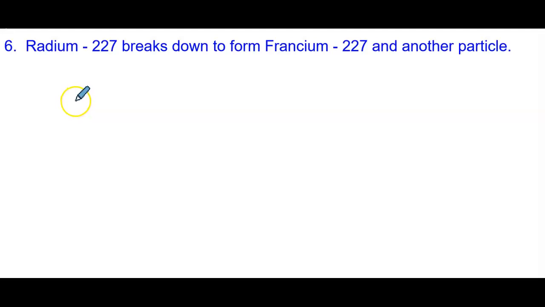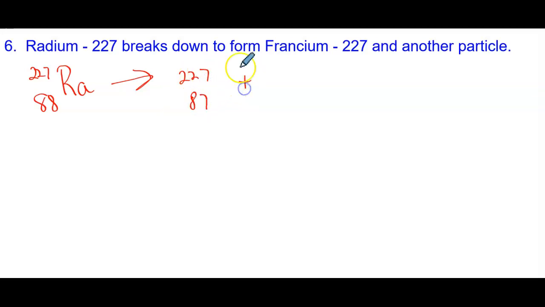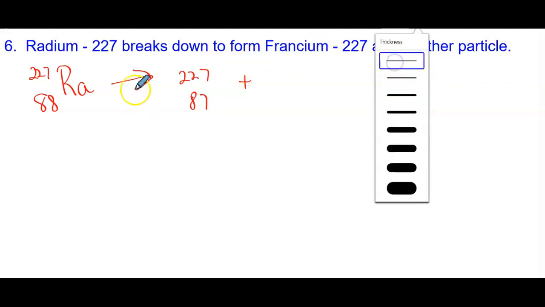So we're going to take radium 227. We're going to look up radium, and we're going to see radium's atomic number. Okay, here we go. So we got Ra. I guess we'll switch colors. 227 and 88. It says breaks down, which tells us to draw an arrow, to form francium. So that's going to be 227, and look it up on the periodic table, 87, plus we don't know what. We're going to figure out what that is. Okay, split it.